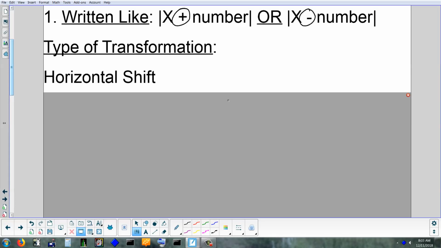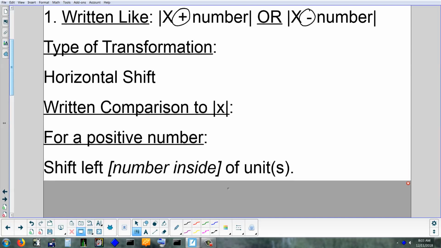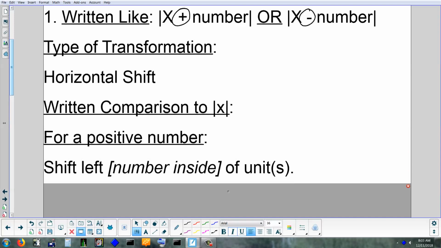Now, there's one more box there that says written, right? When we're making a comparison, part of what you're going to put there involves horizontal shift. If it's a positive number, shift left, and then the number that you see inside. Whatever this number is. If that number I just underlined was a 2, you would say shift left 2. If it was a 5, you would write shift left 5. If it was a 7, you'd put shift left 7 units. Whatever the number is.